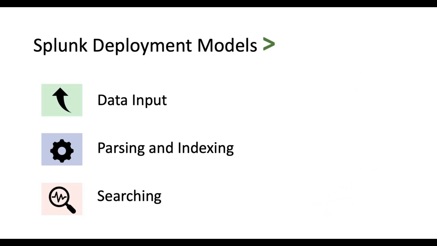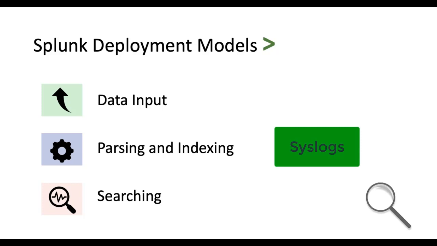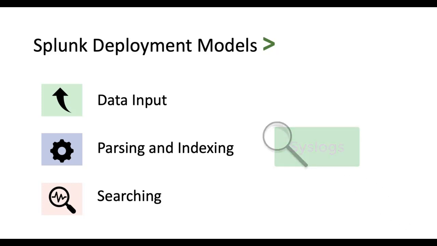Parsing happens on either an indexer or a heavy forwarder. Both an indexer and a heavy forwarder are simply installations of Splunk Enterprise configured in a particular way. During the parsing phase, Splunk examines, analyzes, and transforms the data. It identifies the timestamps, and it annotates the data with Splunk metadata.